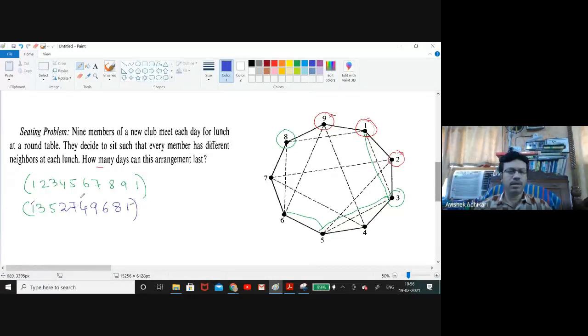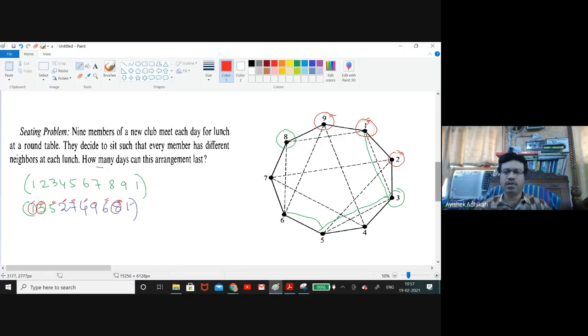So all the remaining: the second participant is there, third participant is there, fourth, 5, 6 is there, 7 is also there, 8 and 9. So all the members from 1 to 9 are exhausted. And if you make an arrangement like this, just beside 1, you will have 3 and 8. So that means for 1, the two neighbors are 3 and 8. So they are the neighbors of 1.